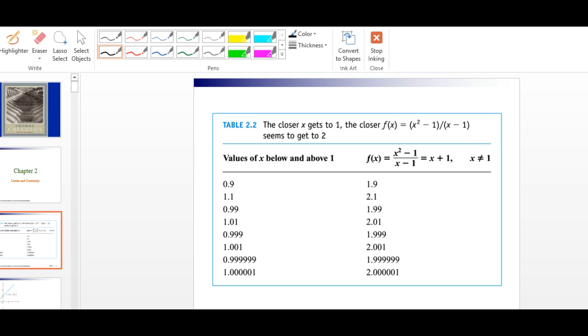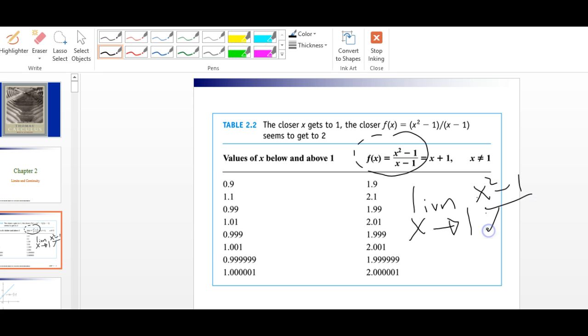So you want to find the limit of that as x goes to 1. That's how we write it, okay, of this function. Which function? x squared minus 1 over x minus 1. Now what do you mean by the limit?